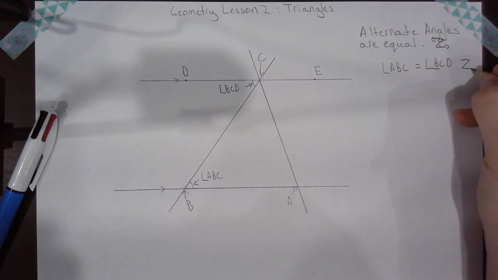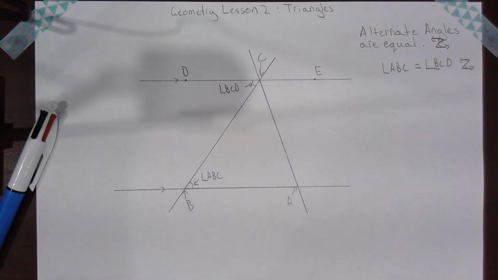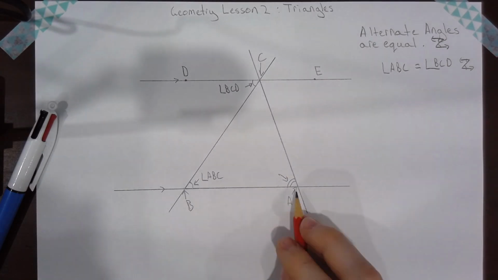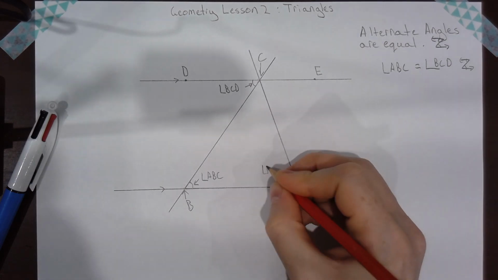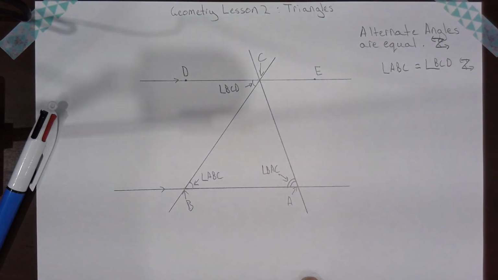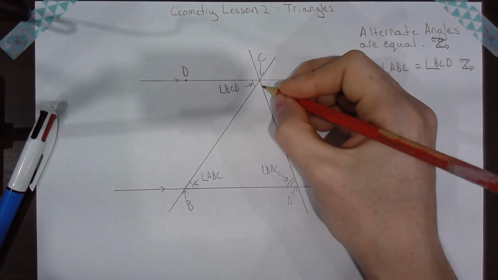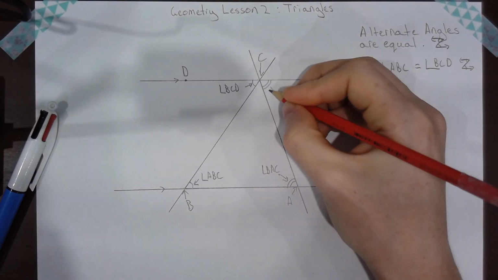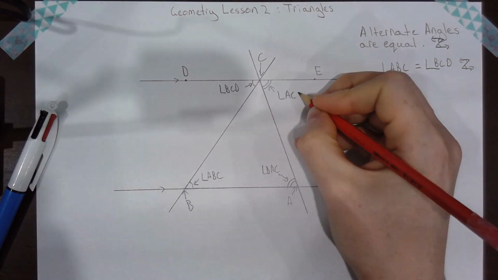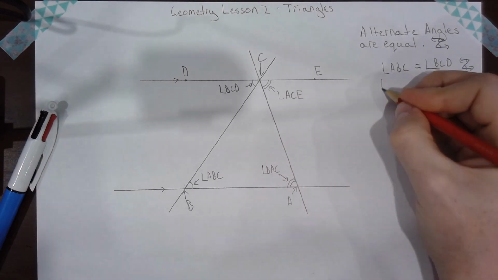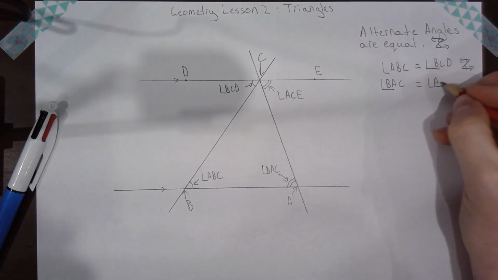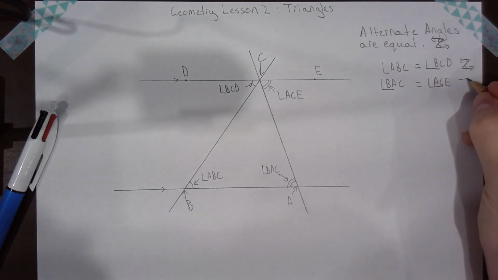And we can do the same over on the other side. So here's another angle. This is angle BAC. And it's going to be the same as its alternate angle, which is this one up here, which is angle ACE. So angle BAC equals angle ACE, because alternate angles are equal. So those are the first two pieces of information that we need to know.